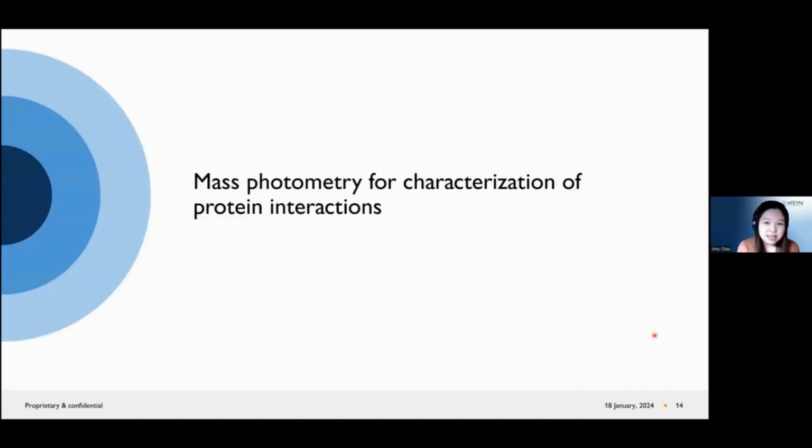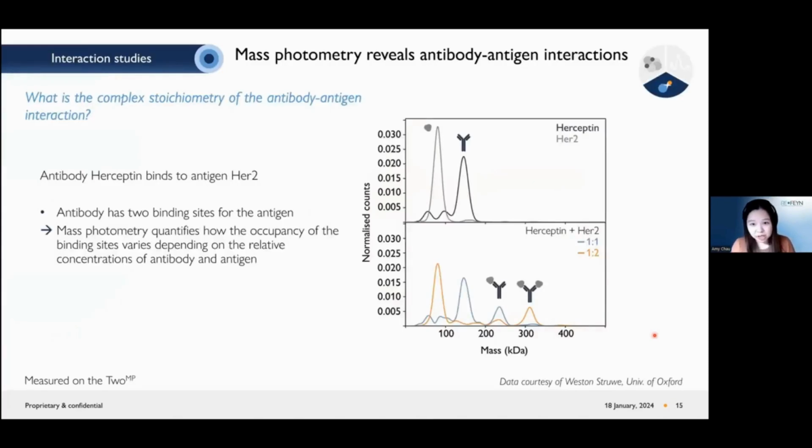Mass photometry is not only used for characterizing sample aggregation and fragmentation. So in the next few slides, I want to show you some additional applications that mass photometry can be used for in the antibody space. So mass photometry can characterize antibody-antigen interactions.